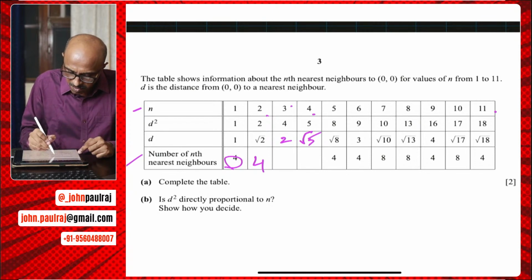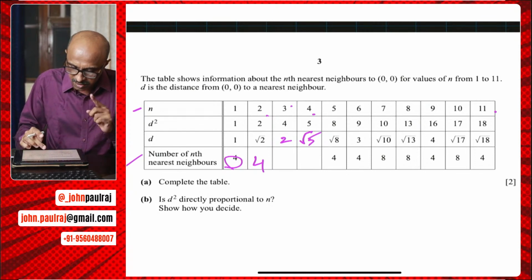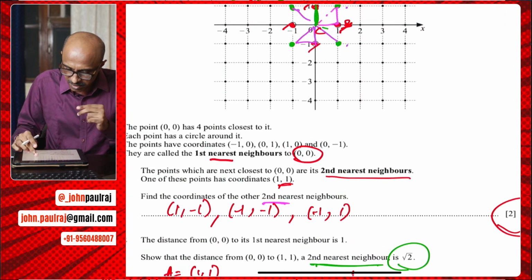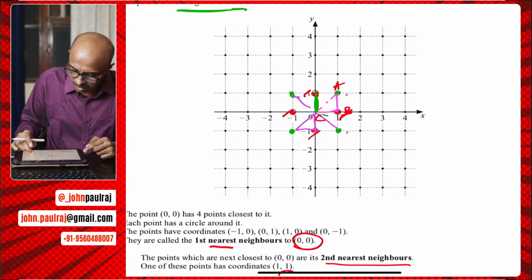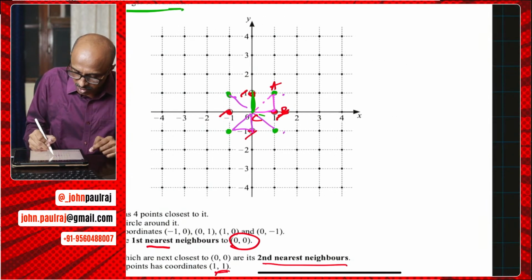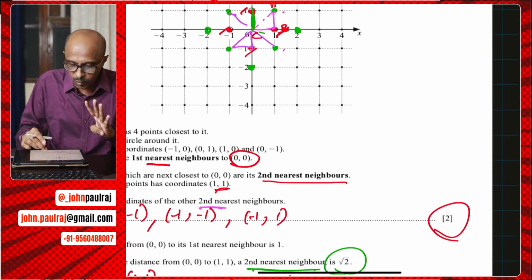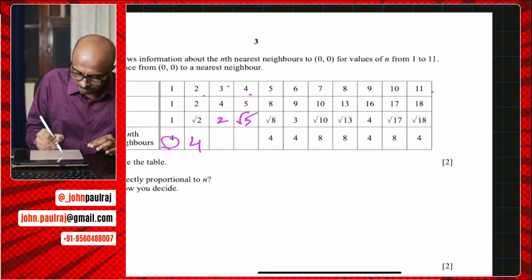For the third nearest neighbor, remember the distance is 2. So we need to go back to this. The distance is 2. When we are trying to find that, let me use another color now. The distance is 2 from the origin, so that point is at a distance of 2, that point is at a distance of 2, that point is at a distance of 2, and that point is at a distance of 2 from the origin. So there are 4 such points, 4 neighbors. So we write 4 here.